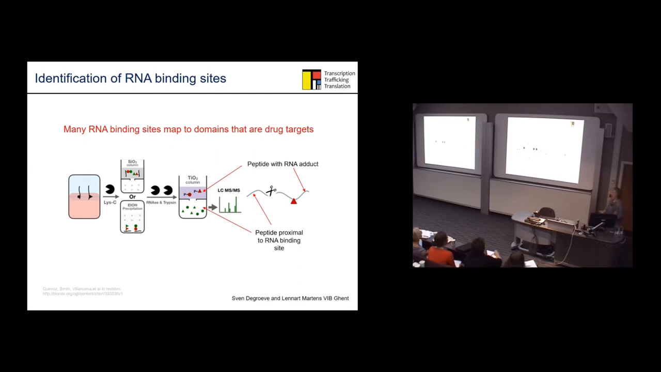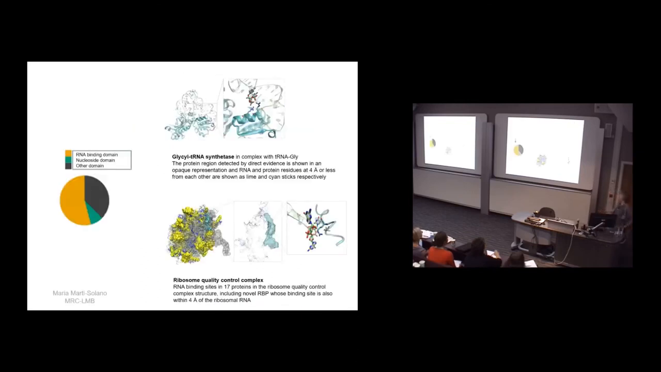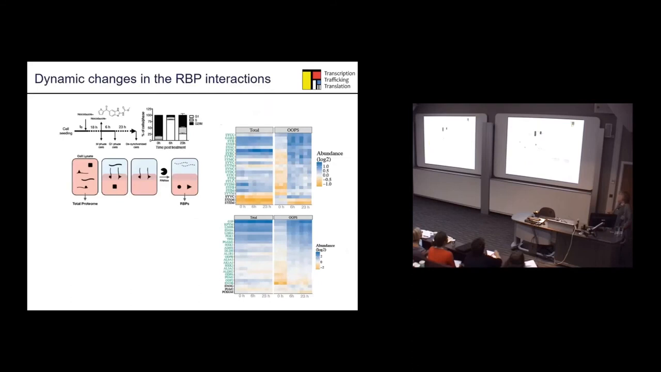So I think that is an important message. Some of them make perfect sense. Some of them are surprising. Because the method is so simple and we don't need very many cells to be able to do this, we were able to map RNA binding proteins through the cell cycle, or at least through cell cycle arrest and release.